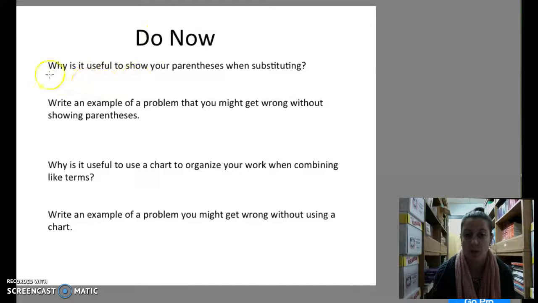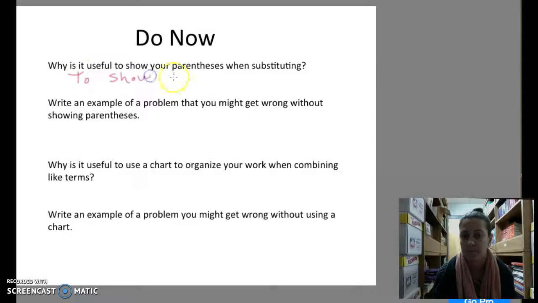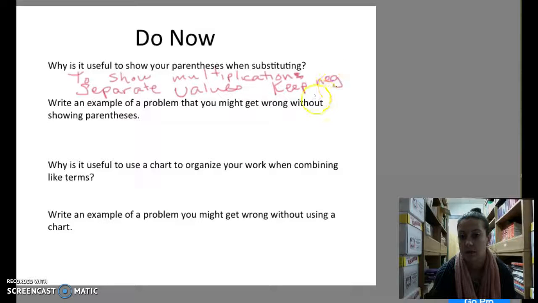Okay, so the first thing I want you to do is answer these questions. Pause the video, and I want you to put some thoughtful answers to it. Why is it useful to show parentheses when substituting? Well, one of the things that you might say is to show multiplication. It might be to separate numbers or values. And it might be to keep negative signs with the value.